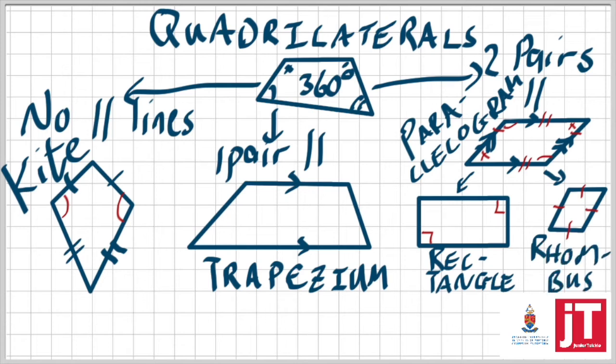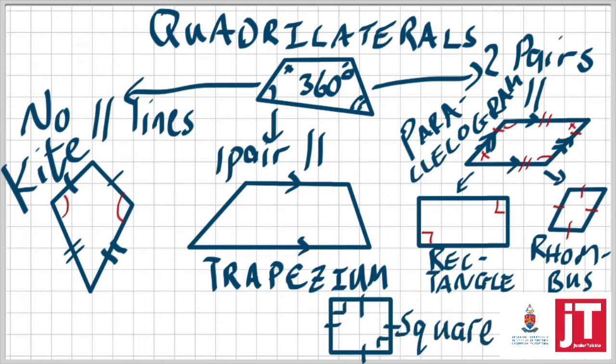Now, why do I put them under parallelograms? Well, it's because they've got all the properties of parallelograms, but a rectangle just has an extra 90 degrees, while a rhombus actually has all the sides that are equal. You see, they are special parallelograms. Last and definitely not least is the most complicated one, which is a square. And this falls under both rectangles and rhombi.